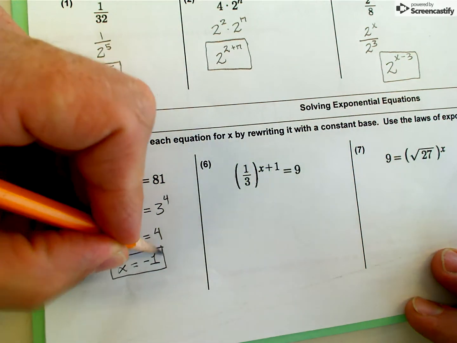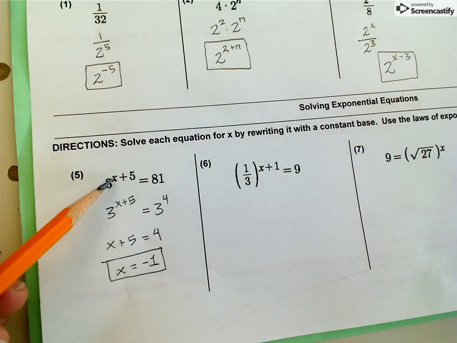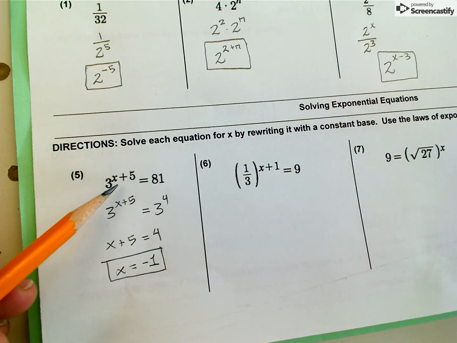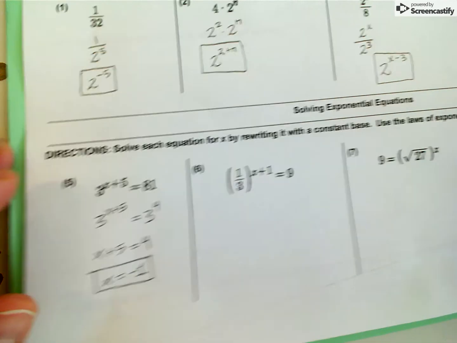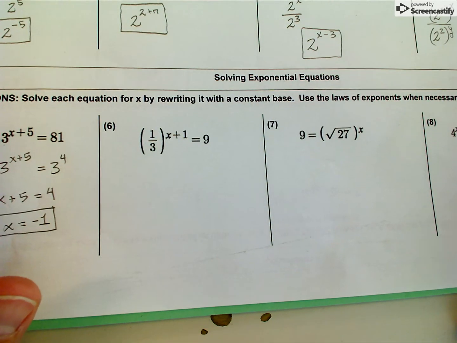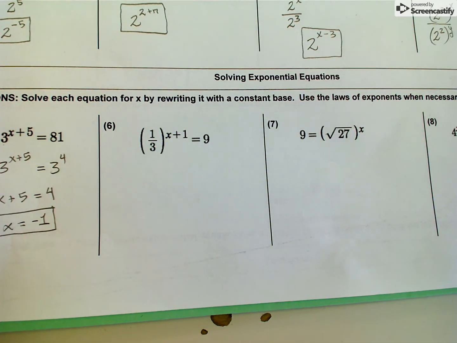And that's my solution. And before I move on, I'll just confirm if I put it back up here, I get -1 plus 5, that's 4. 3 to the 4th power is 81, which is what I expect from this side of the equation, that it equals 81. So I like my solution here, and I've shown a collection of intermediate steps to satisfy the directions. Now, they do get a little more challenging.